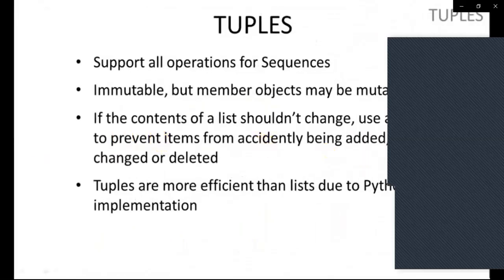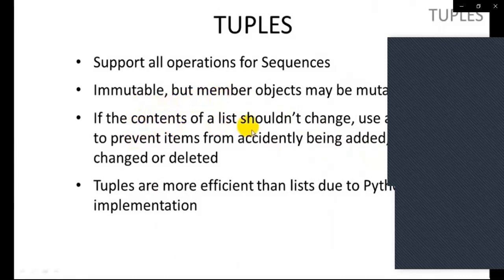Now let's talk about tuples. So tuples support all the operations for sequences, but tuples are immutable. However, member objects inside a tuple may be mutable. For example, you may have a list inside of a tuple, could be one of the items in your tuple. That list is still mutable. You can still change and add and delete items from the list, but you cannot delete the list itself from your tuple. So it's a little confusing. I'm going to show some examples in a second.